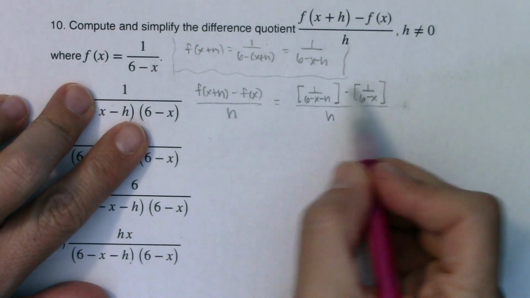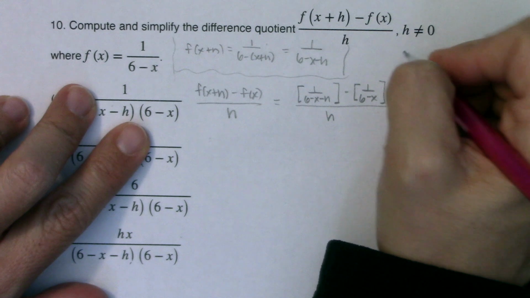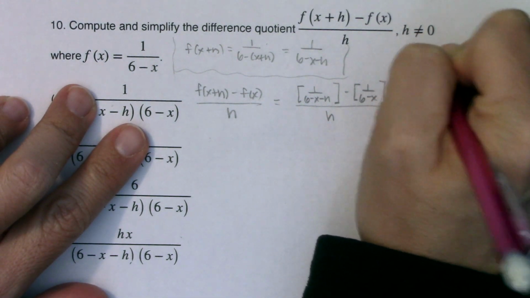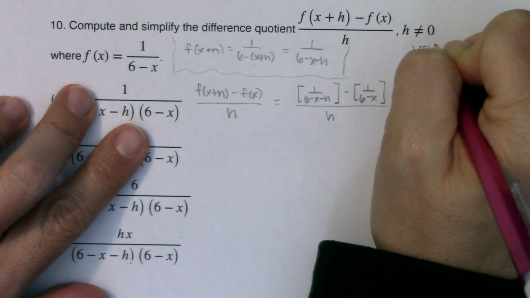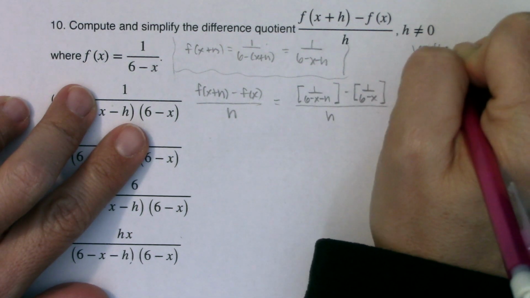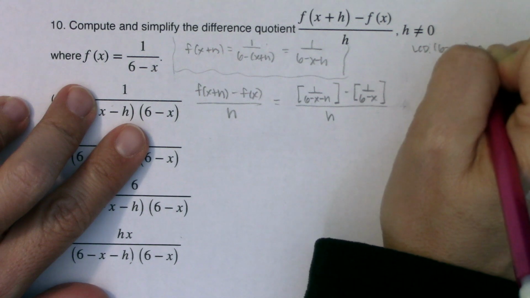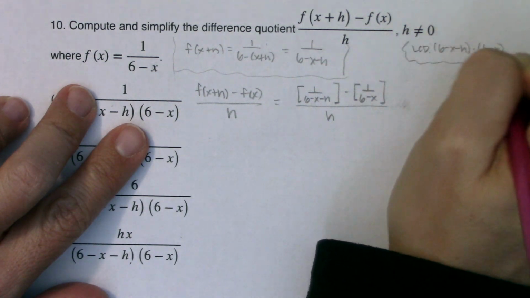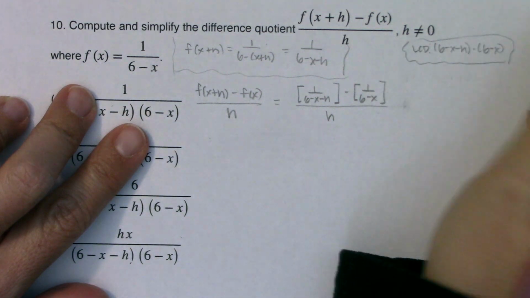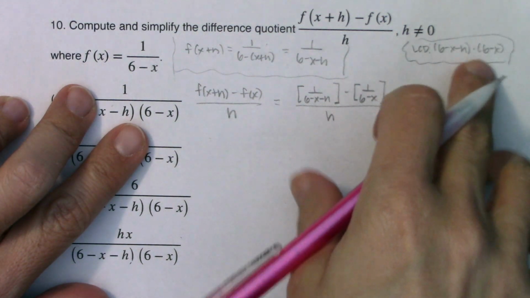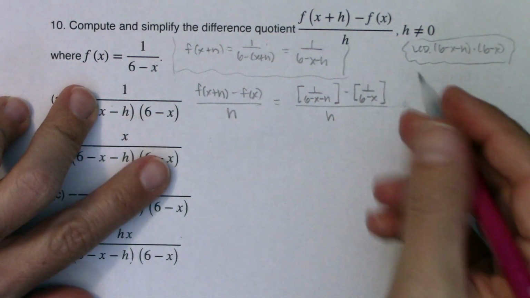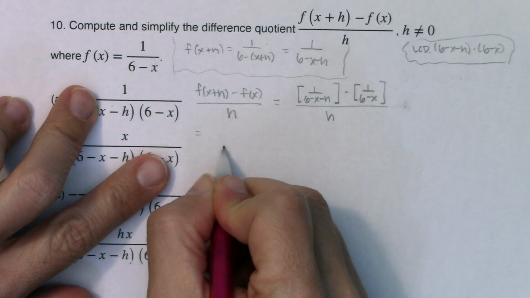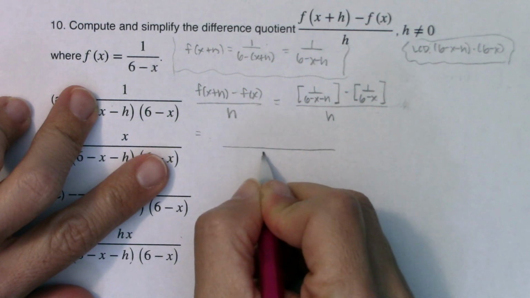Okay, I want to add these fractions, but I'm going to need common denominators. So if I want to think about my least common denominator, it's going to be these two denominators multiplied together. So we're going to go 6 minus x minus h times 6 minus x. All right, and I'm going to multiply each fraction by a special version of 1, namely what they're missing from this LCD. So I don't think I can squeeze all of that in one line. I'm going to go to the next line. This gets pretty crowded pretty fast.